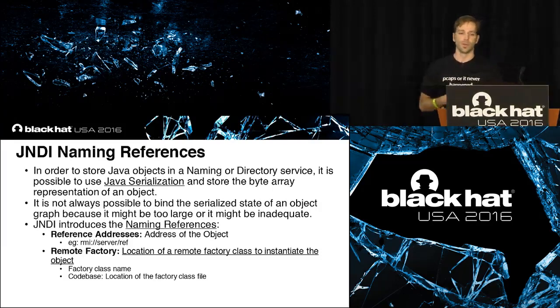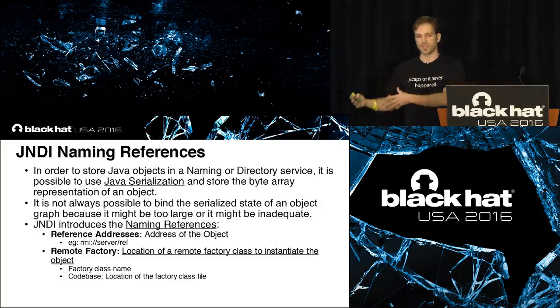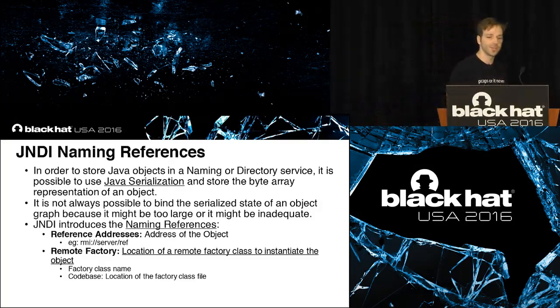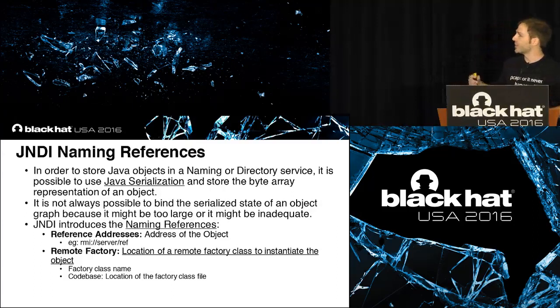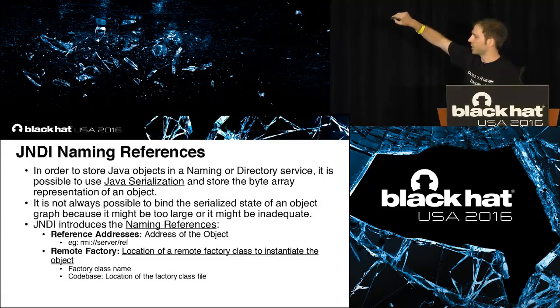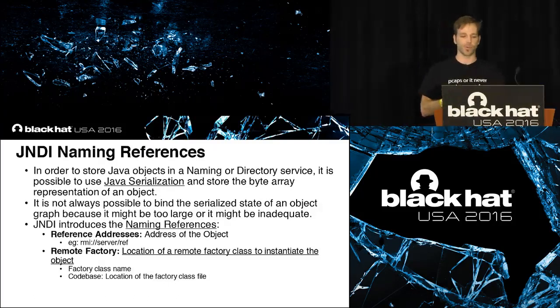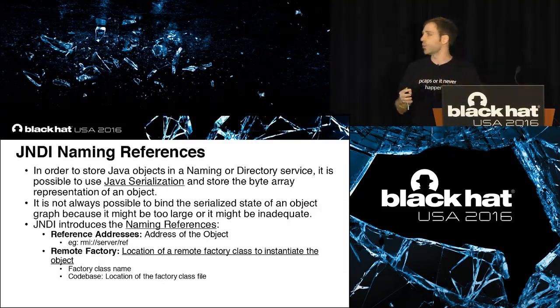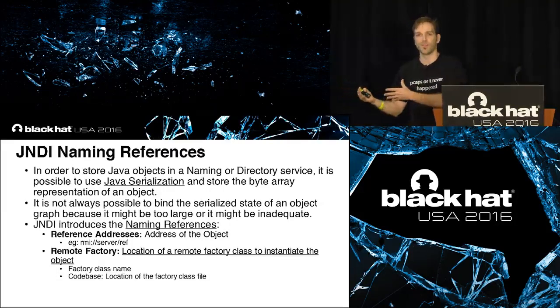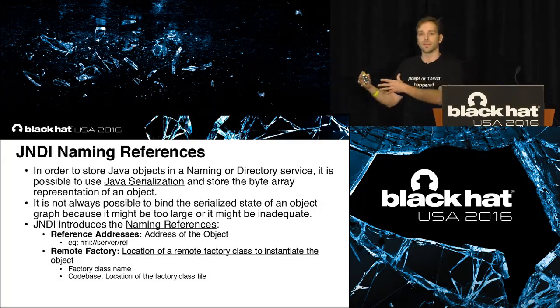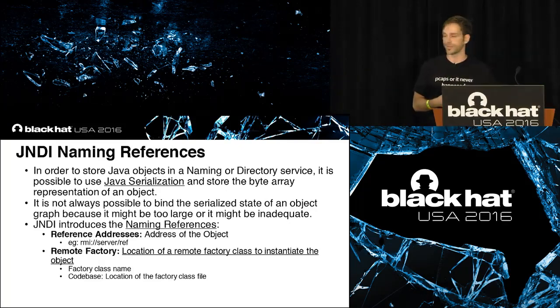And as a second option, if, for example, the objects that we want to bind are not serializable, or if the binary representation is too large to fit the naming service, we can also use something that JNDI introduced that is called naming references. So we have basically two types of naming references. The first one is reference address. That is basically the final address of the object that we want to bind to the naming service.